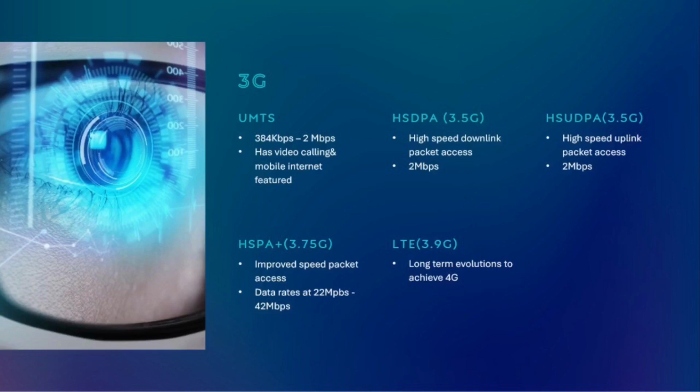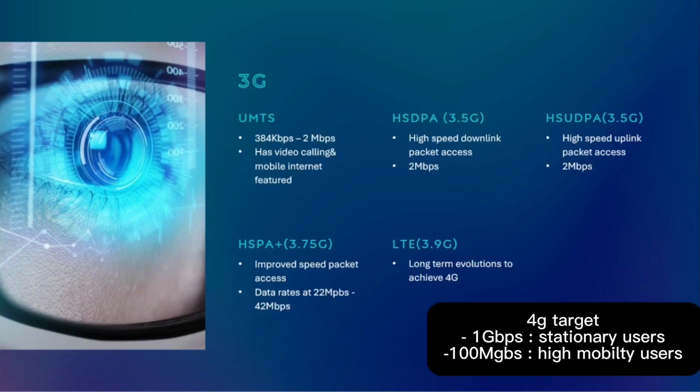The people who create all of this technology have a target, which is whenever they have reached 1 gigabit per second for stationary user and 100 megabit per second for high mobility user, it will be called as fourth generation. Therefore, more features in every generation were introduced in order to bring about 4G. Same goes to 3G. 3G also had some technologies with some features improved on it.